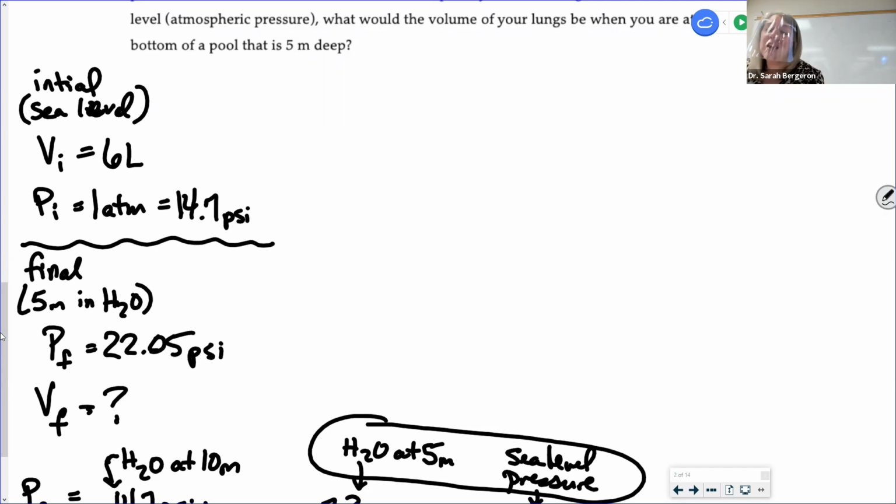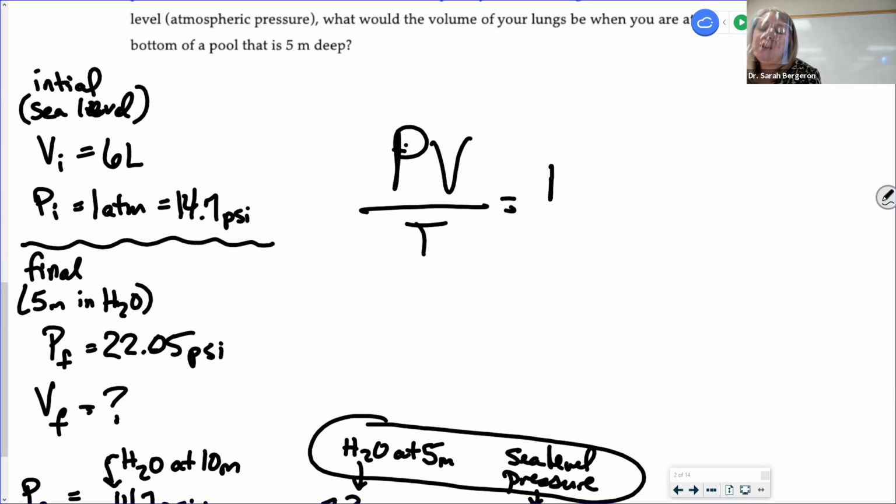Peas and vegetables on the table, because that's all of my initial and final. Do I need to worry about temperature? No, so you can actually just get rid of that because temperature is constant. It won't always be, but for this problem it is. So now plug in your values: this is PI, this is PF, VF.